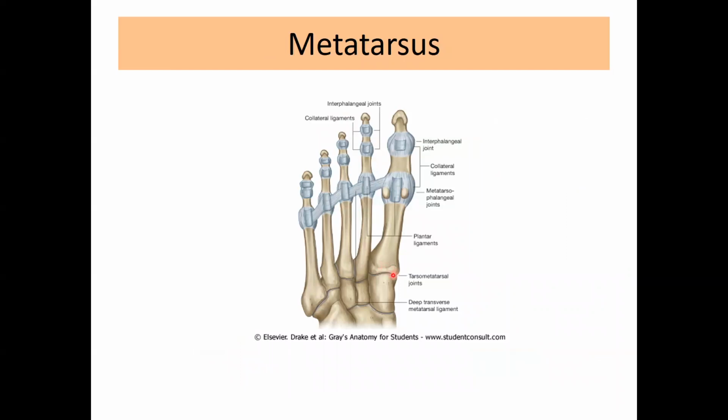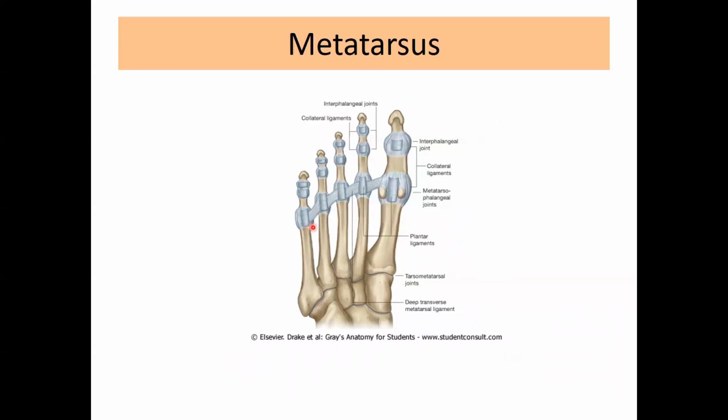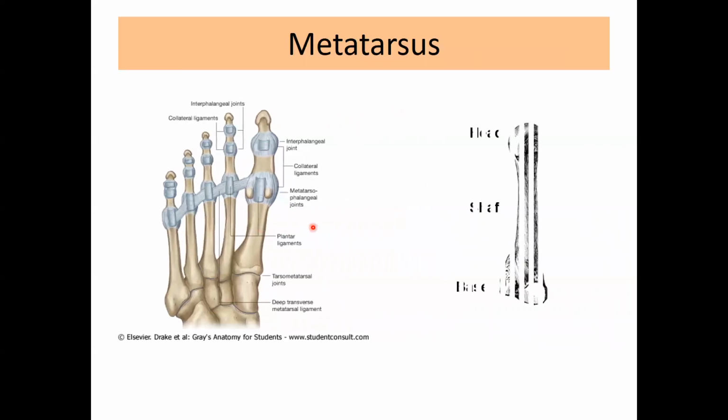Metatarsus is this one. Each metatarsal is made of a head, shaft, and base. How do you know which one is distal and which one is proximal? Head is distal, and base is proximal. That means the head is towards that one. This one is the head, and this is the base.